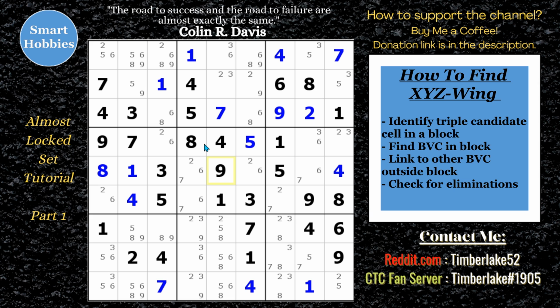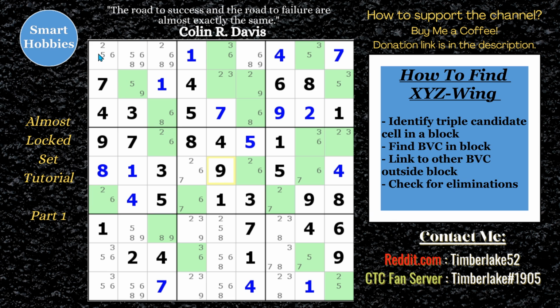Because one of the problems at Almost Locked Sets, when you have hundreds to choose from, is how do you zone in and find these things? Well, I can tell you the key with the XYZ-Wing is you want to start and you want to look at 2 things. One is the by value candidates, and the other is the triple. So an XYZ-Wing, the pivot has to be a triple. It's got to have 3 candidates in it. So I'm going to show up all the by value cells. That's what the greens are. And then we're going to start looking through here, right?